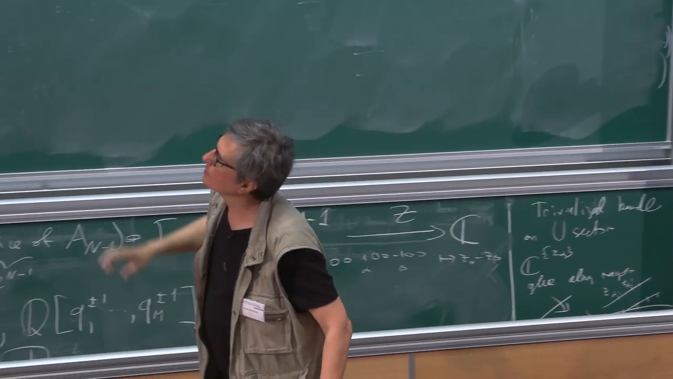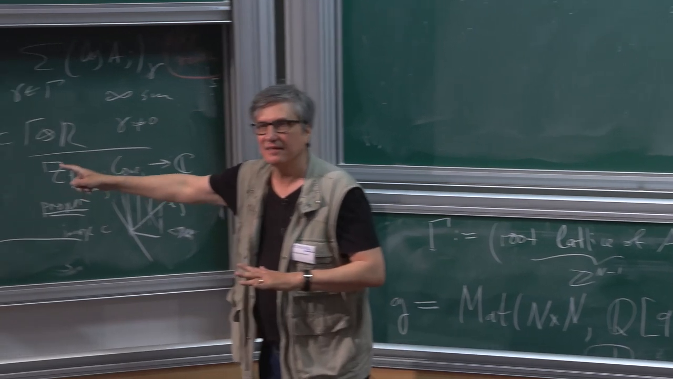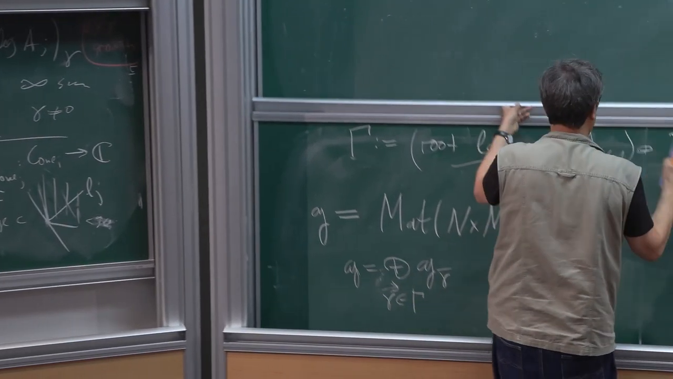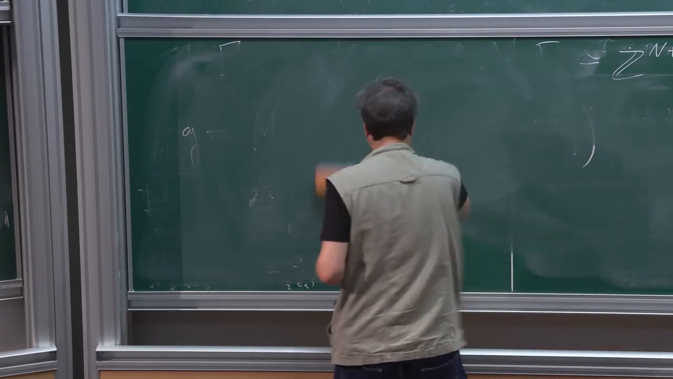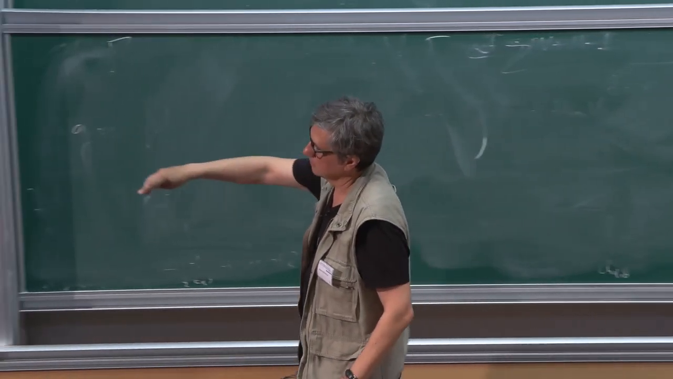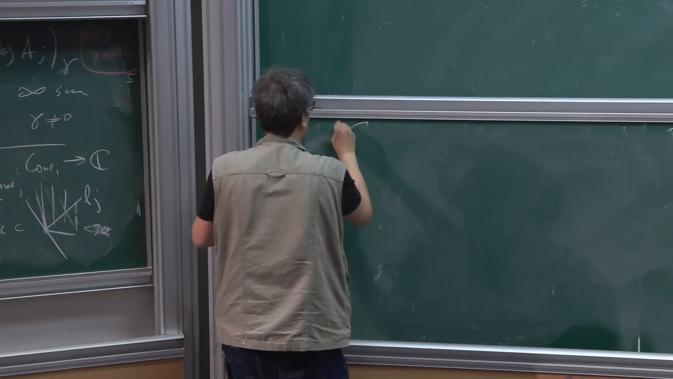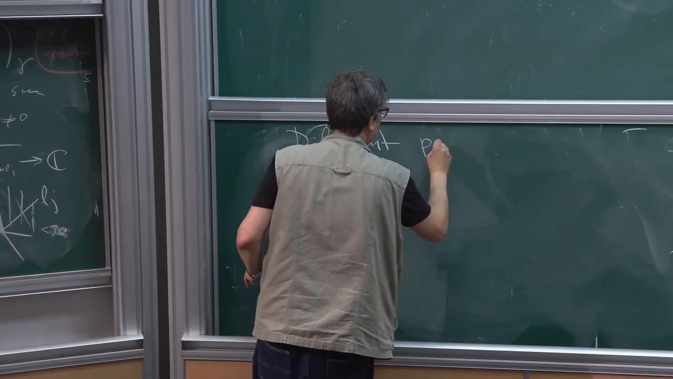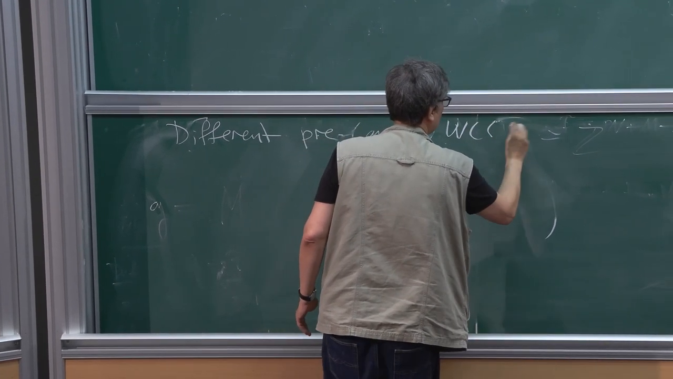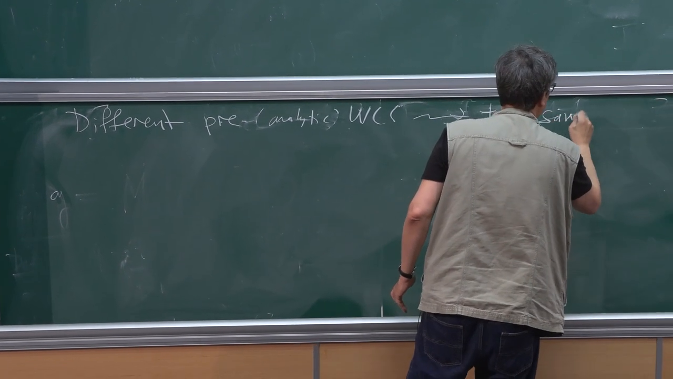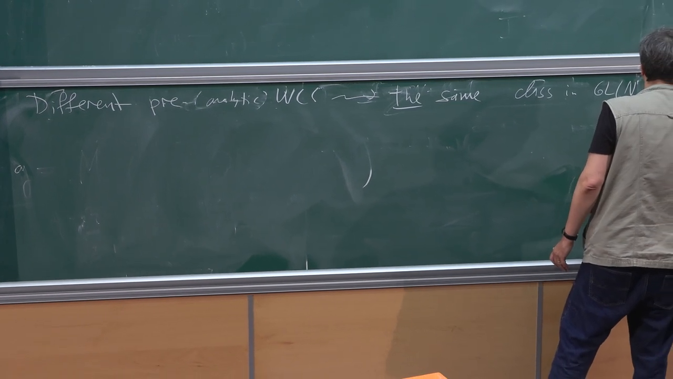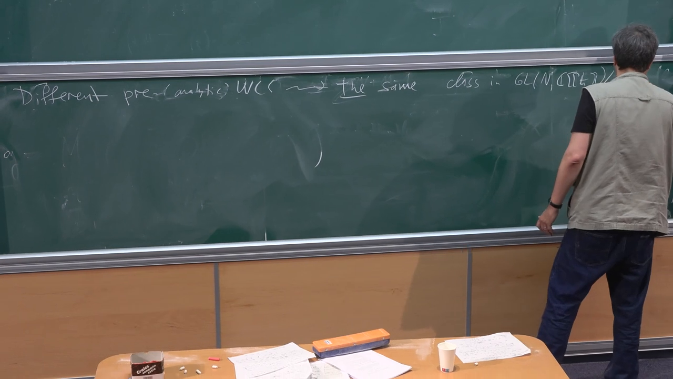And why I use this pre-analytic crossing structure is a claim that different ones can produce the same element in the coset space. Different finite collections of rays and these analytic, convergent sums produce the same story. Pre-analytic crossing structures produce the same class in GL_n of formal power series modulo GL_n over convergent functions.